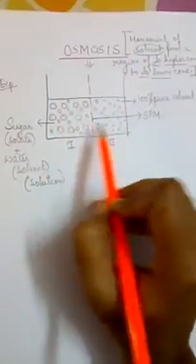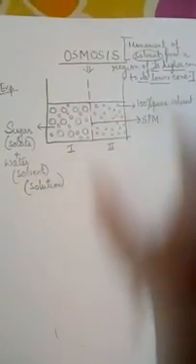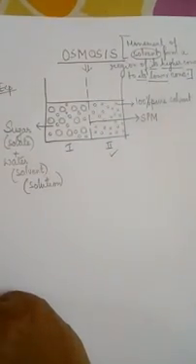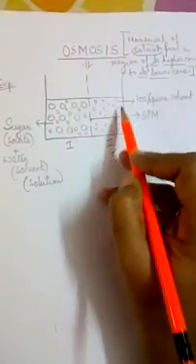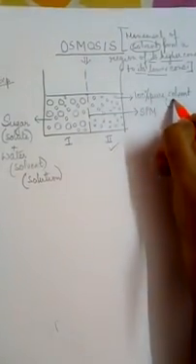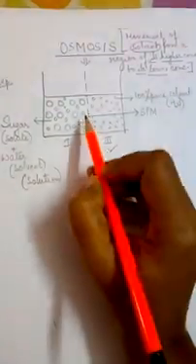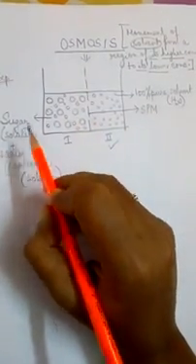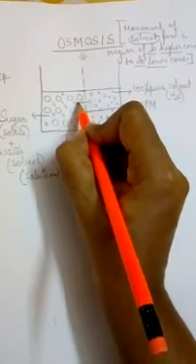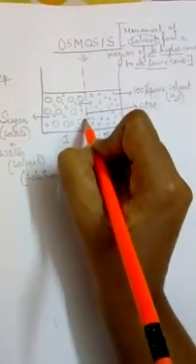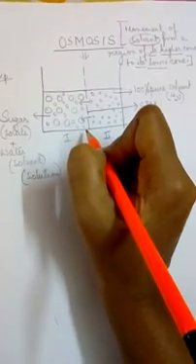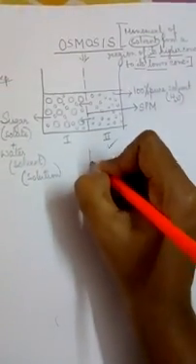So in this diagram, where are water molecules more in concentration? Definitely in chamber number 2, because it is filled up with only solvent molecules, that is water, and there are no solute molecules. So water molecules will travel from here to here across the semi-permeable membrane. And gradually what will happen after some time?